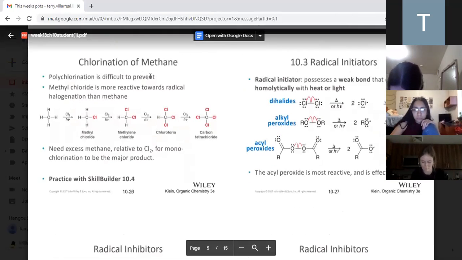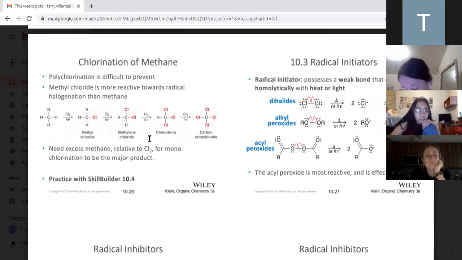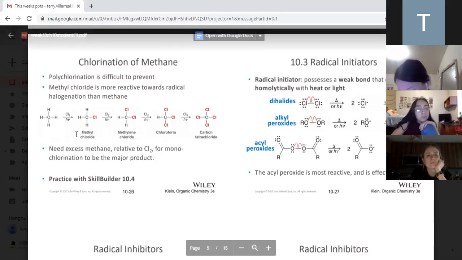So now when I look here at our chlorination of methane, polychlorination is difficult to prevent. Like if I said, Gwen, here's all the stuff you need to make me methyl chloride, and I said, go produce just this, you probably can't do it, because once this first reaction happens, this is more reactive than this. And then this is more reactive than this. So in reality, you are going to make a lot more of these products than of just the methyl chloride. So just trying to put one chlorine on is very difficult.